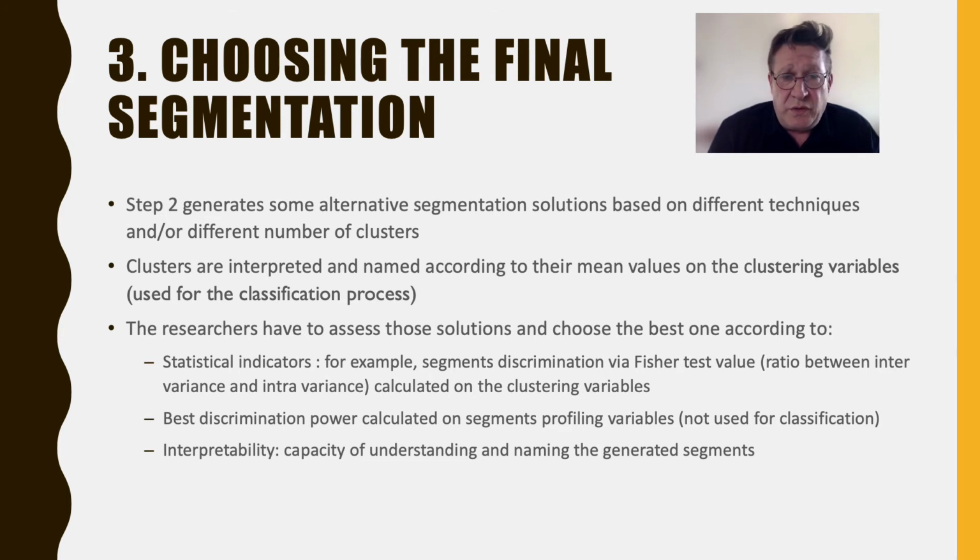We also look at the best discrimination power calculated on segment profiling variables, which are other variables that were not used for the classification, but that could be very useful to understand the segments and to describe them. Another criterion is the interpretability of the solution. You can get 4 different groups and have some problems in understanding them, in interpreting them. So if you have another solution which is more comfortable in terms of interpretation, the researcher should go for that other solution.